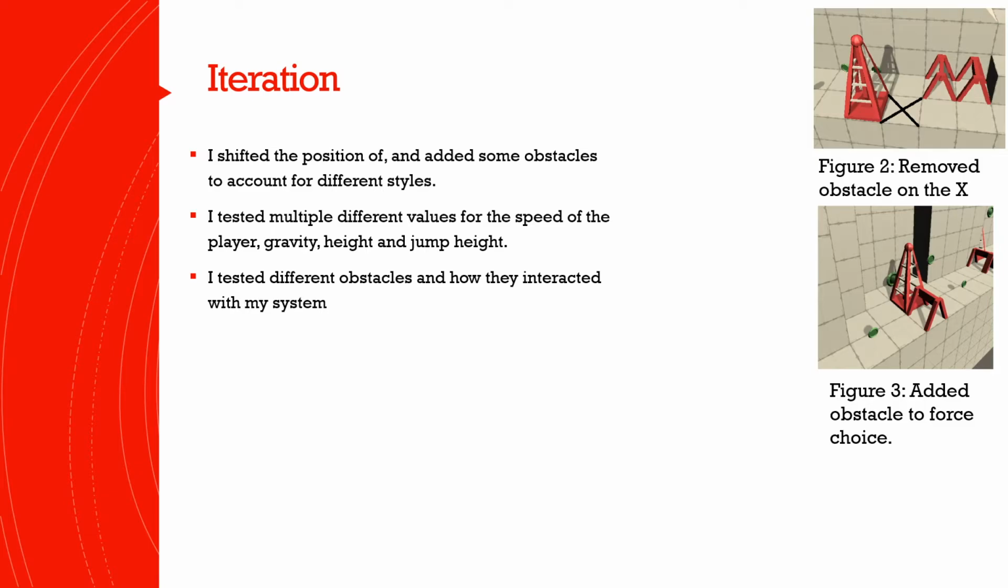In figure 3, the small barricade next to the large one was added. This was to force the player into some sort of action, where before that barricade was there, the player could just simply run through it and ignore the challenge altogether.